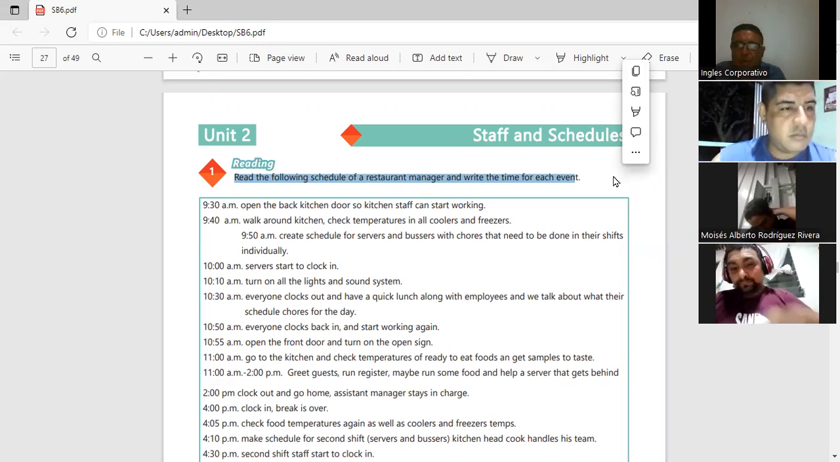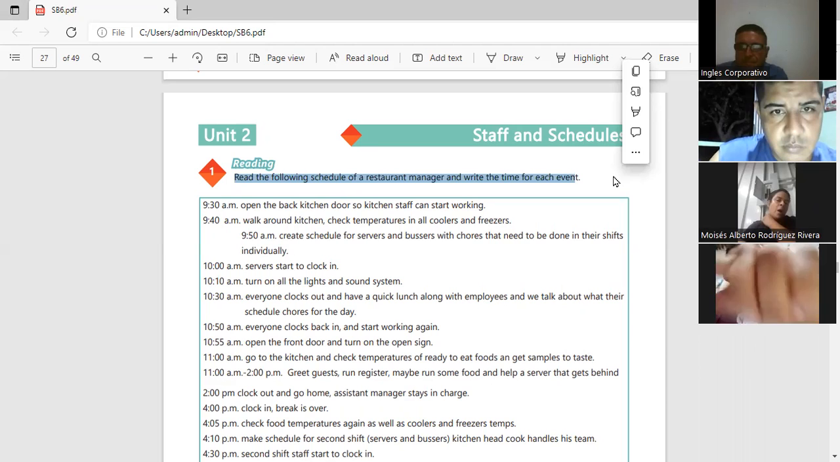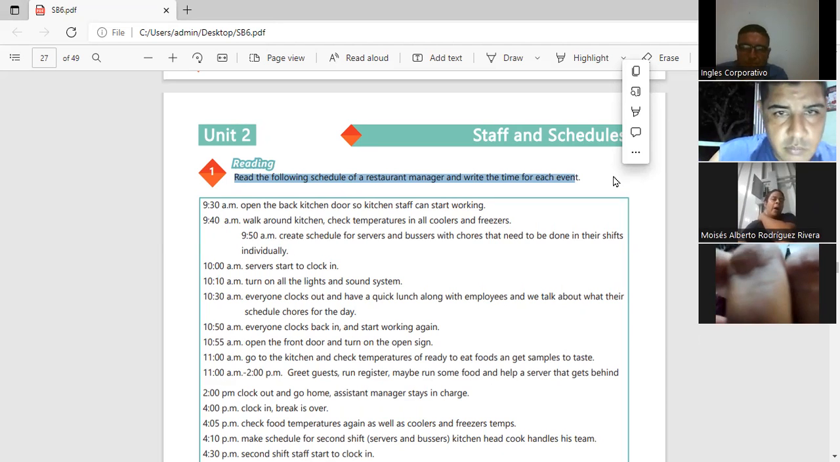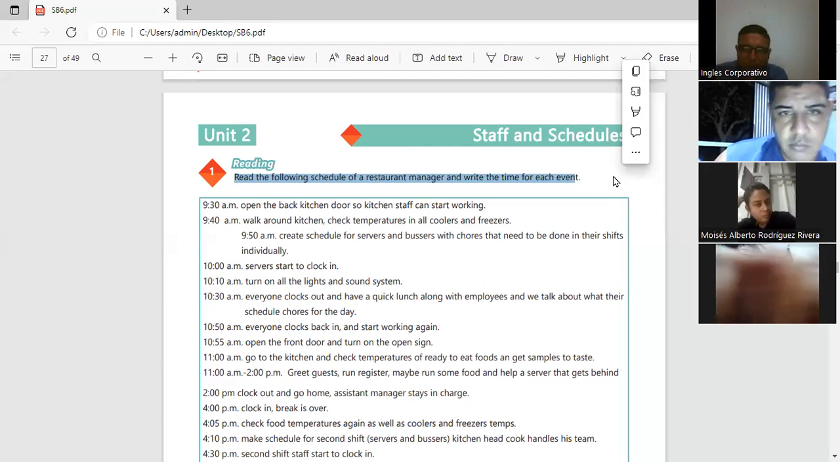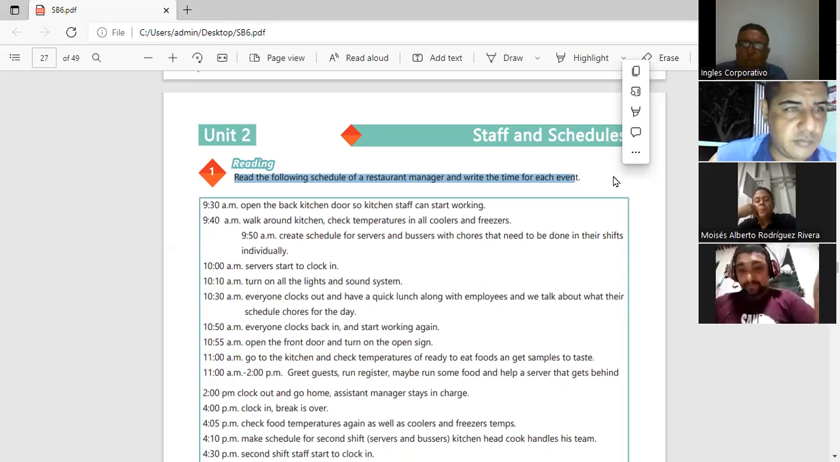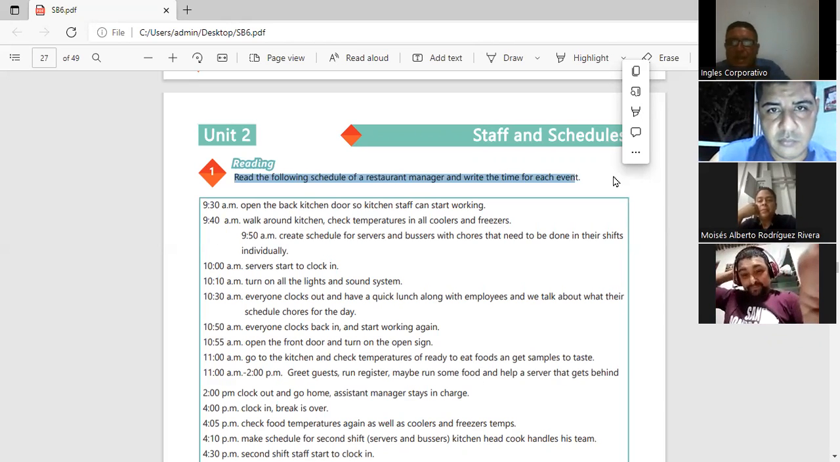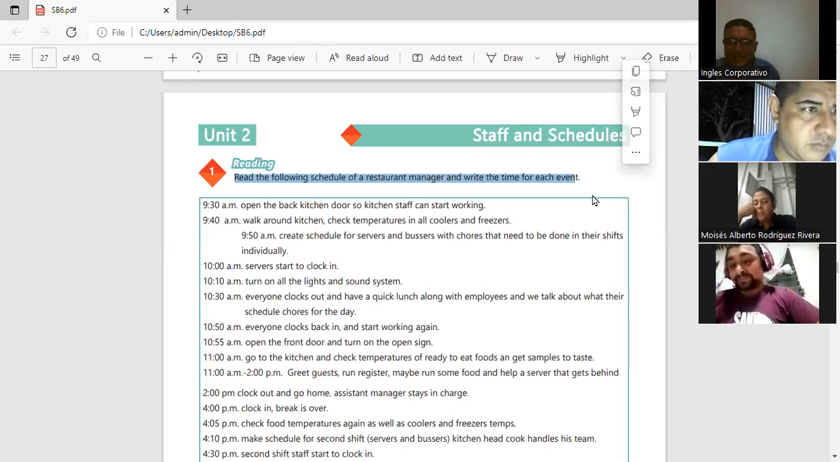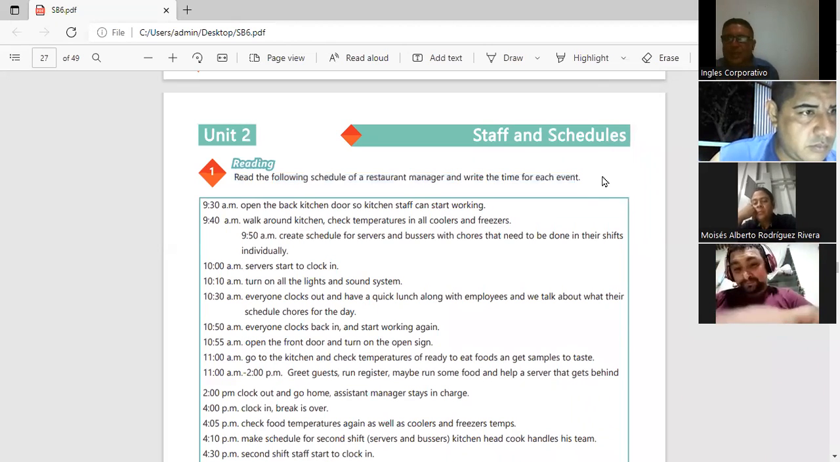Can you see my book? Okay. Read the following schedule of a restaurant manager and write the time for each event. I need a volunteer to translate this, please.